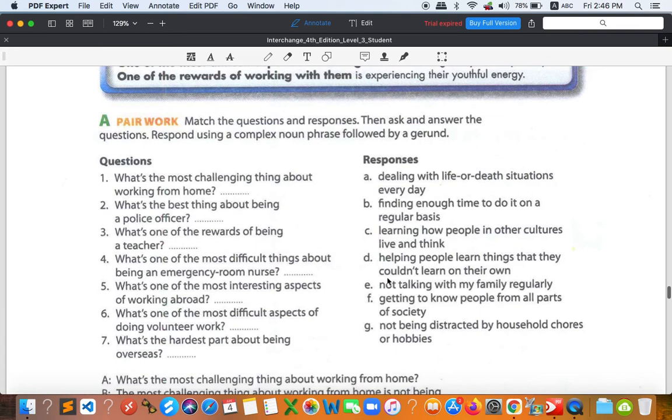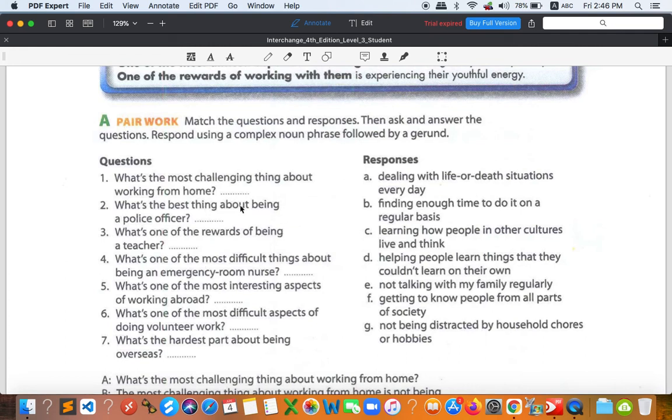Maybe you can take your time, pause the video and do it. Okay, all right, so now let's check the answer all together. Okay, first one, what's the most challenging thing about working from home? So it's letter G, not being distracted by household chores or hobbies. Okay, so you don't have to do housework.